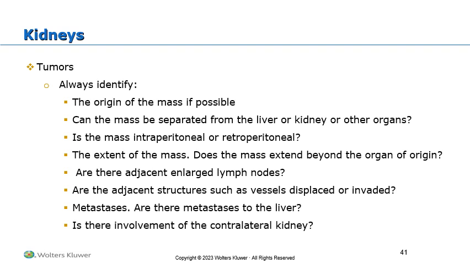We also have to see if any other adjacent structures such as vessels have been displaced or invaded, or remember, a malignant tumor often causes thrombosis, and so we're going to look in those vessels and see if there's any thrombosis that could also be affecting the patient. And then metastasis. The liver is one of the most common organs to have metastasis to it.